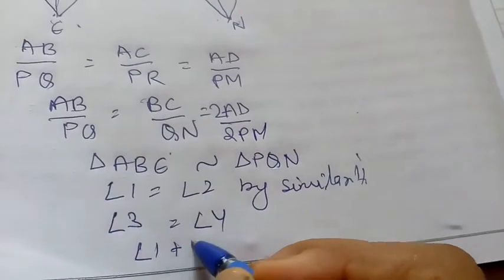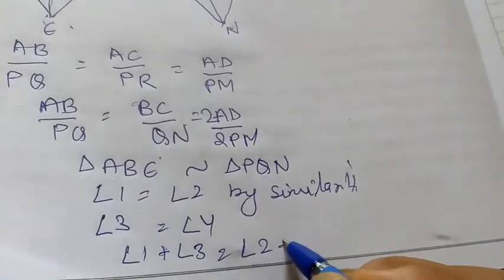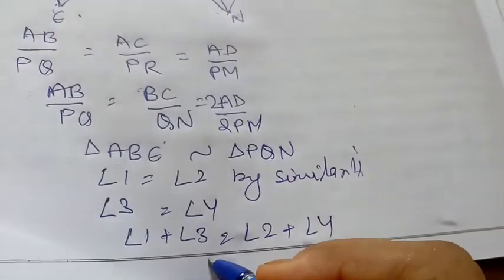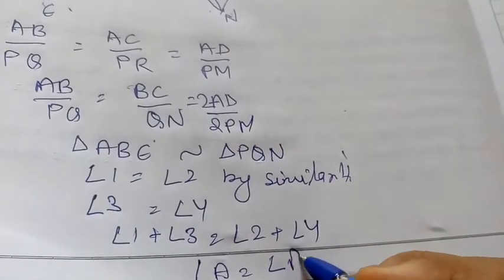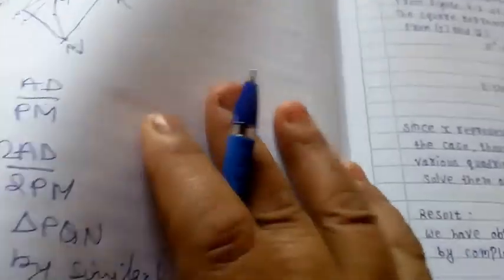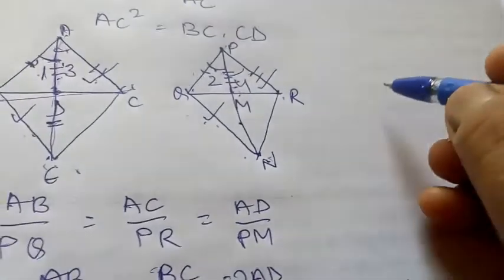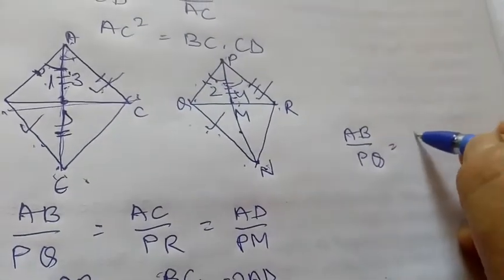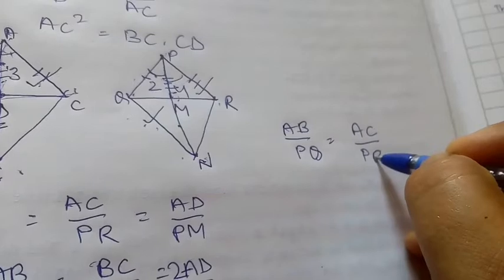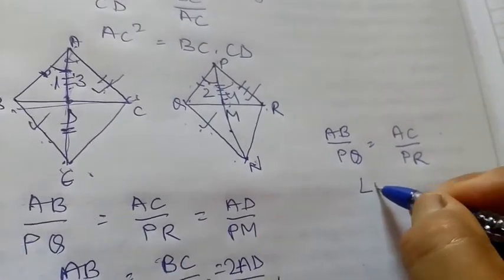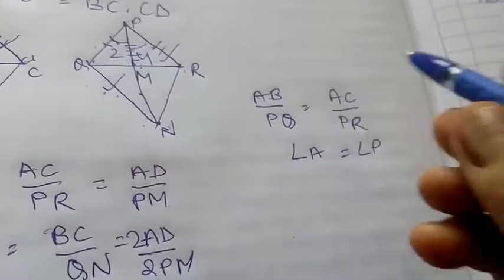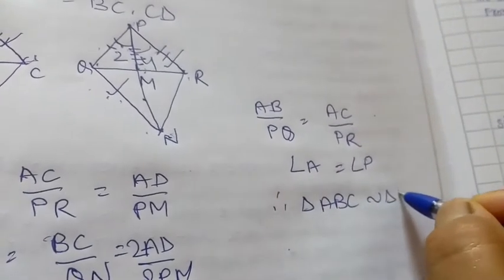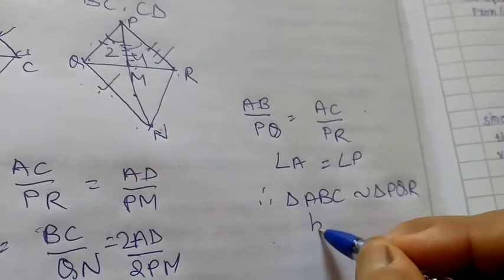Adding 1 plus 3 and 2 plus 4. 1 plus 3 equals angle A, which equals angle P. Angle A equals angle P, see in the figure. AB upon PQ equals AC upon PR. This is given, and angle A equals angle P. Therefore, triangle ABC is similar to triangle PQR by SAS criteria.